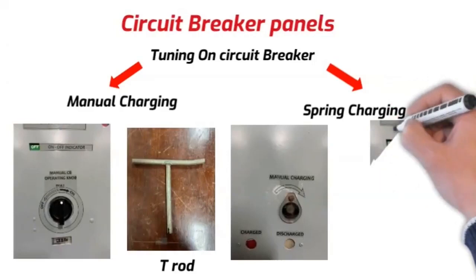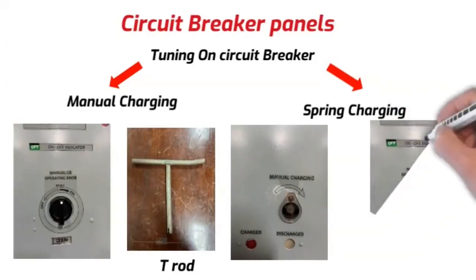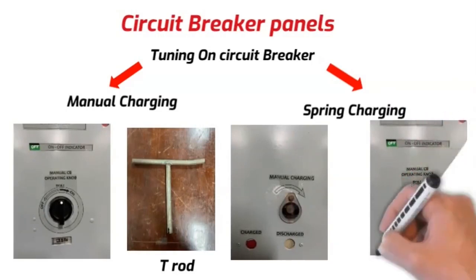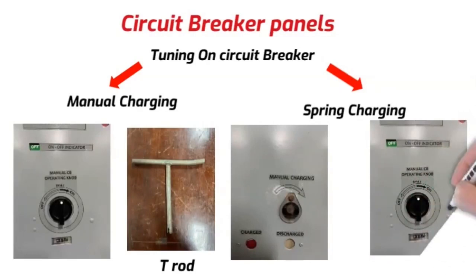The next charging method is spring charging. Here, when we change the manual circuit breaker operating knob to the on position, the spring charging option will automatically charge and make the charged position red. We can hear the sound of the charging when using spring charging. Now let us see how it is done in the practical.